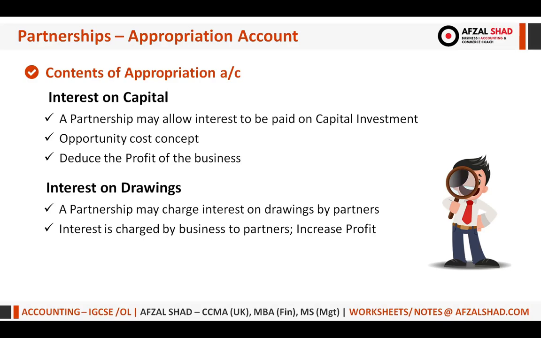So interest on drawings, as it is said, is the opposite of interest on capital. What is interest on drawings? Whenever the partner is going to withdraw an amount from the business, the business is going to charge interest to them. So for the business, it is going to be an income, right? And for the partners, it is going to be a bad thing because their capital accounts are going to be deducted in terms of interest on drawings. From the perspective of a business, the profit is increased because interest on drawings is charged by the business to the partners. But from the perspective of the partners, interest on drawings is a negative thing because it is going to be charged from their capital accounts.